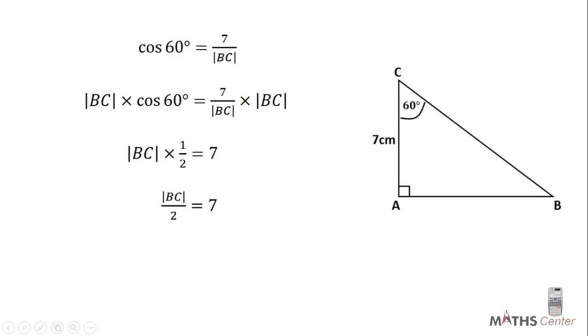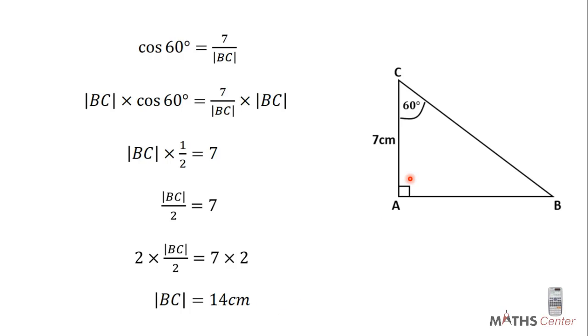This is going to give us BC times 1 is BC, so BC divided by 2. You multiply the left hand side by 2, the right hand side by 2. 2 will cancel 2. 7 times 2 will give us 14. So it means that the length of BC is equal to 14 centimeters.